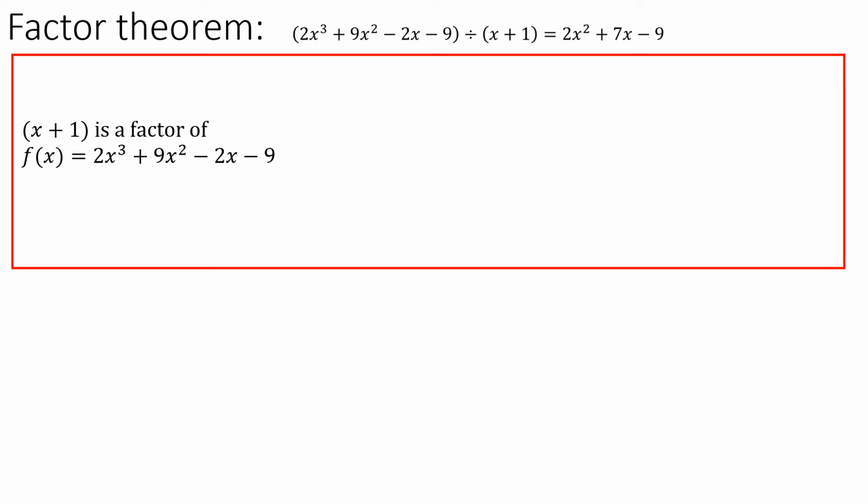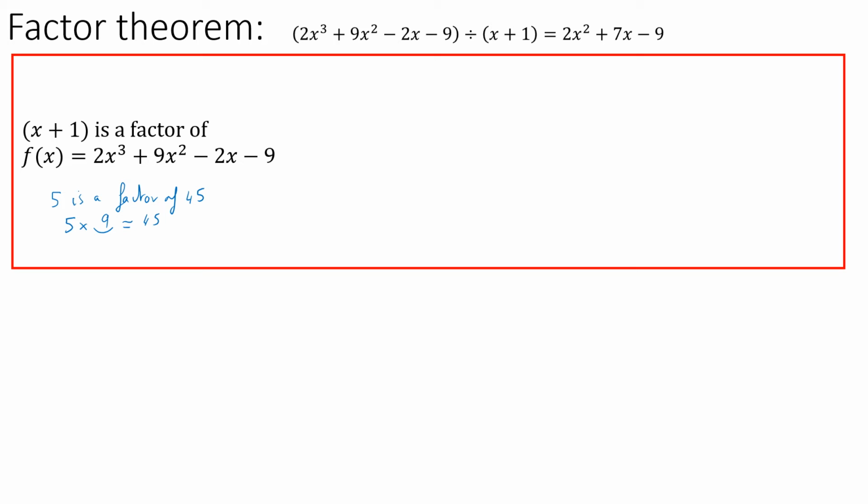So what does it mean if x plus 1 is a factor of 2x cubed plus 9x squared minus 2x minus 9? Well, if you're not too sure, what about thinking about 5 being a factor of 45? What does that mean? Well, it really means that 5 can be multiplied by a number and gives you 45. So obviously this number is 9, but that's what being a factor means.